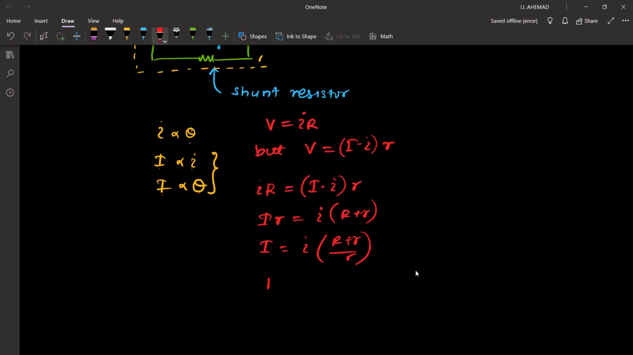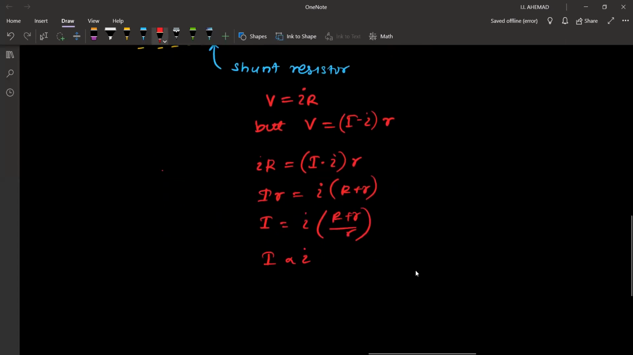These are constants, therefore capital I is proportional to simple I. Simple I is proportional to theta. Therefore, capital I is proportional to theta. So the deflection is proportional to the larger current, although it is actually measuring the smaller current. Got it? Okay, noted.